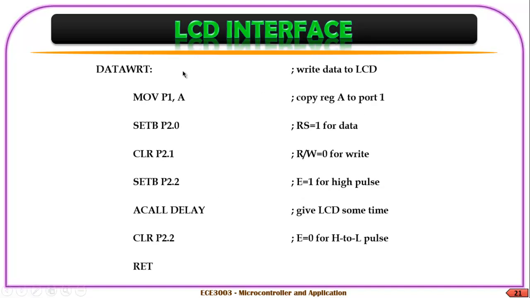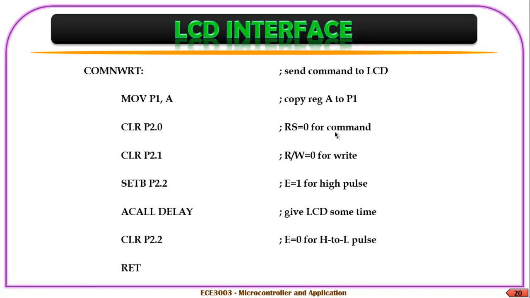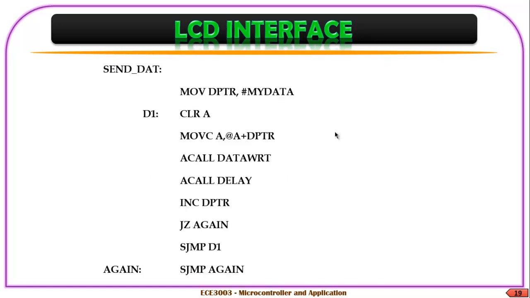The data write is all the same code we used in the previous program, except RS is equal to 1. So it's the same program we did previously. Command write is the same, data write has the same instructions, and the delay is the same; the only difference is the delay value. The additional part we included is the database. We have two databases: one for specifying the commands we need to pass to the LCD, and one for the data we need to display on the LCD screen. All these are present under the 300 memory location. Now let's begin our program.